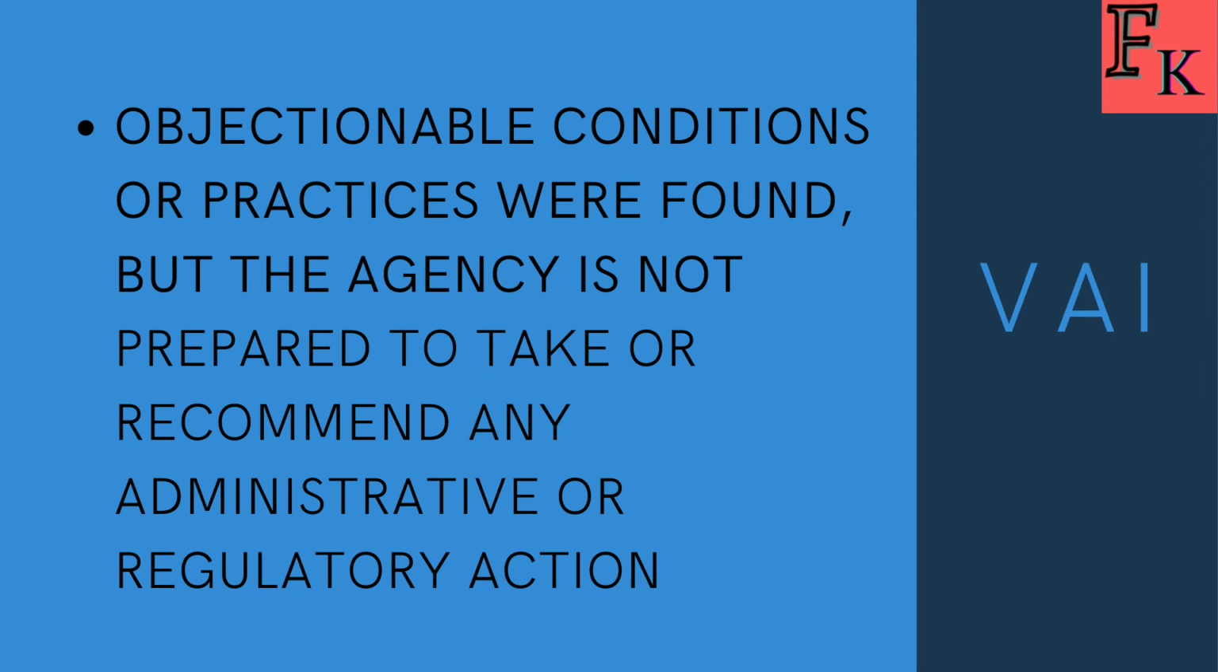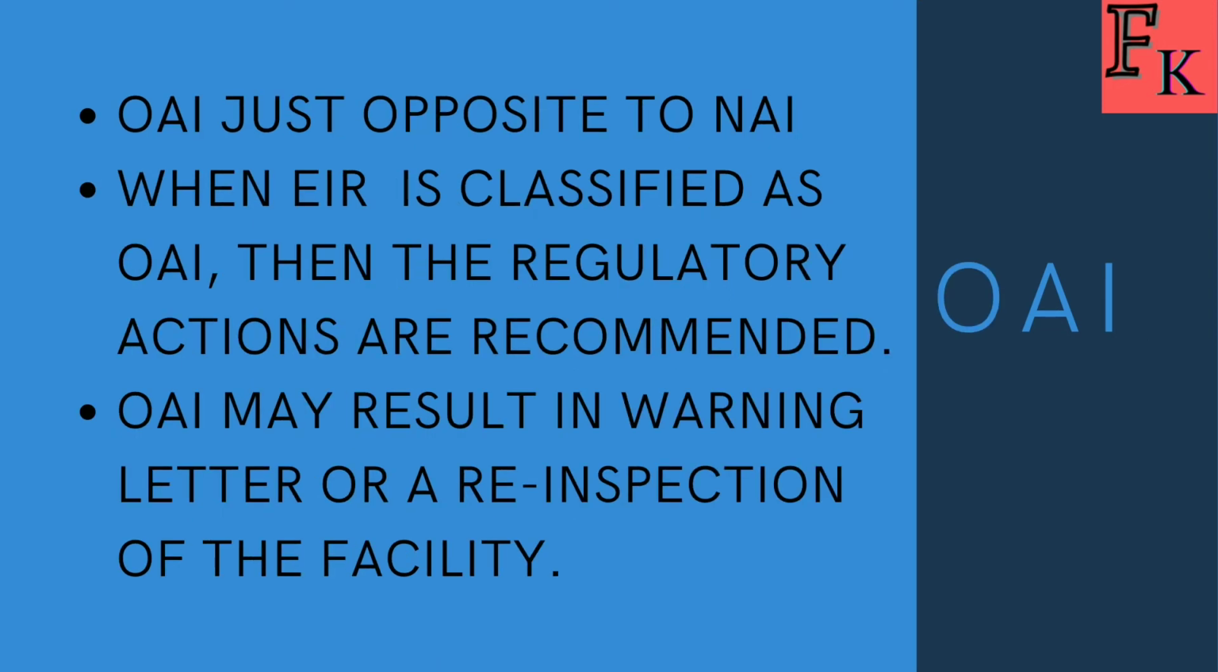Next, VAI, voluntary action indicated. Objectionable conditions or practices were found, but the agency is not prepared to take or recommend any administrative or regulatory action. Next is OAI, that is official action indicated. OAI is just the opposite of NAI. When an EIR is classified as OAI, regulatory actions are recommended. OAI may result in a warning letter or re-inspection of the facility.